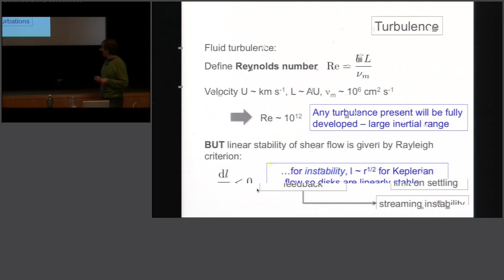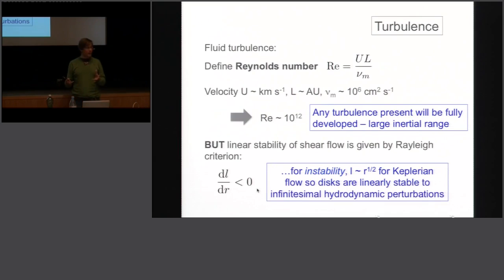So what that says, in fact, is that if there is turbulence present within protoplanetary disks, it will be very fully developed turbulence. It'll be what we describe as a large inertial range between the stirring motions that are generating the turbulence and the small scales on which the microscopic viscosity in the fluid is dissipating that turbulent energy. So if you took a purely terrestrial perspective, you would say this enormous Reynolds number would suggest that protoplanetary disks are very turbulent systems, and we shouldn't really worry about what is generating the turbulence.